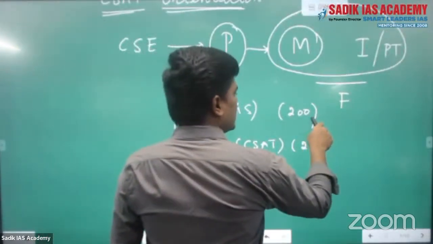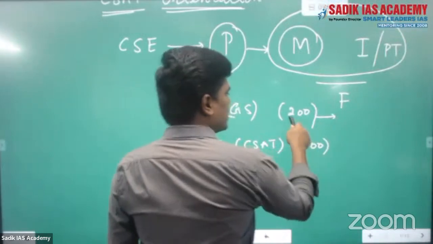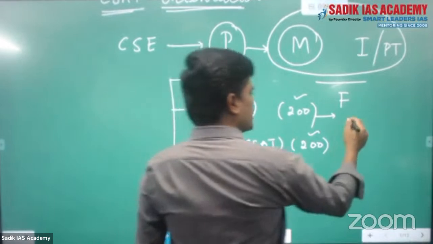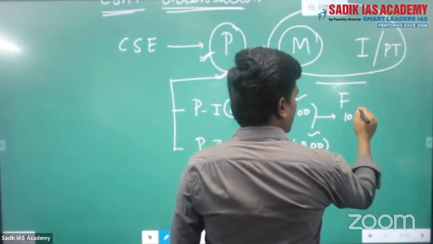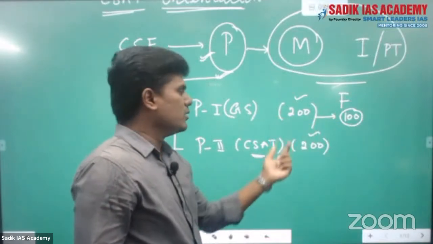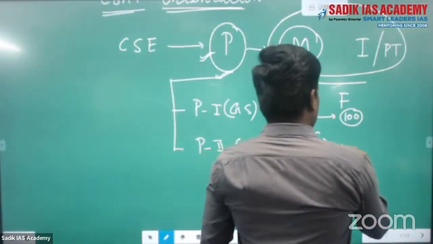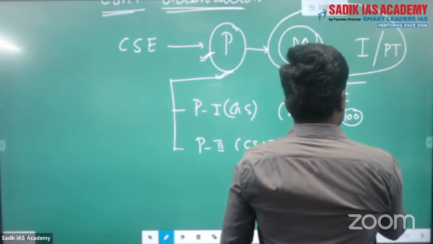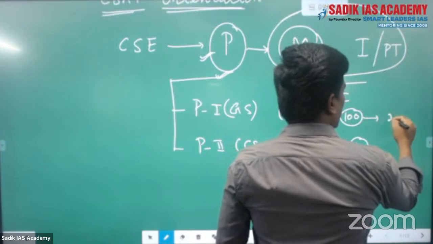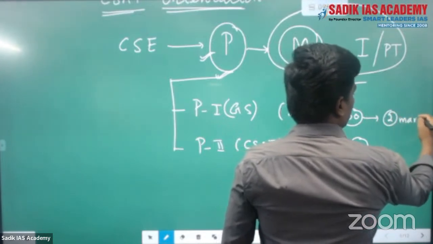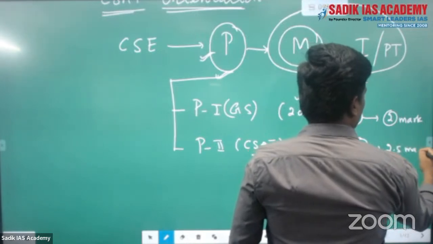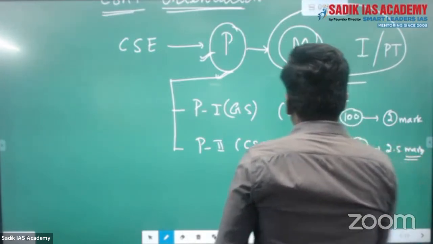Here the marks are 200, and here also 200. The number of questions here is going to be 100, which means each question carries 2 marks. Here the number of questions is just 80, so each question carries 2.5 marks. So what is the difference between these 2 papers?